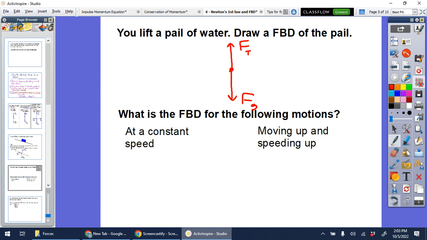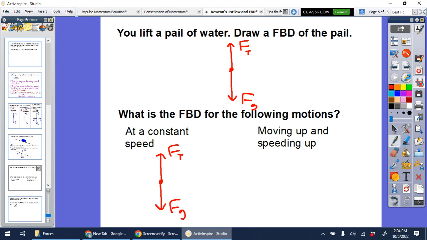When it's moving at a constant speed, hopefully in your brain that means these two lengths need to be the same, right? Because it's balanced. So this FBD now looks similar to what I have up there already, but I'm going to be a little bit more conscious about making these two exactly the same size. Okay, for that first one.